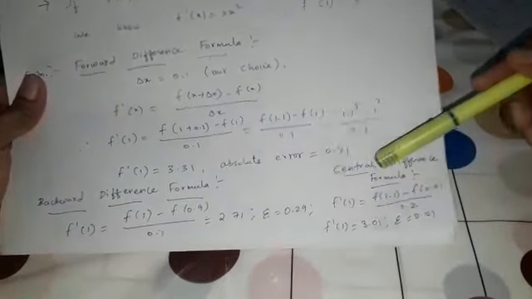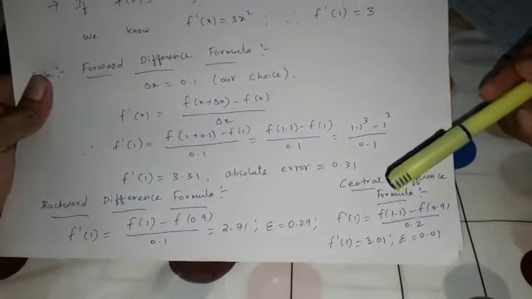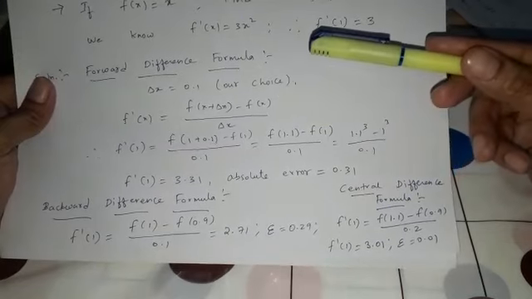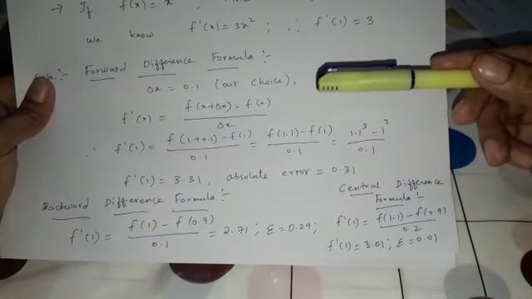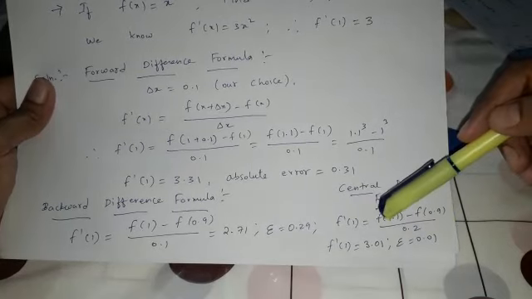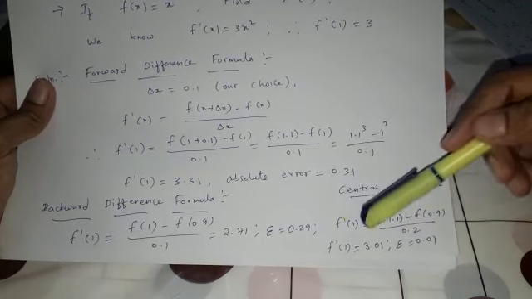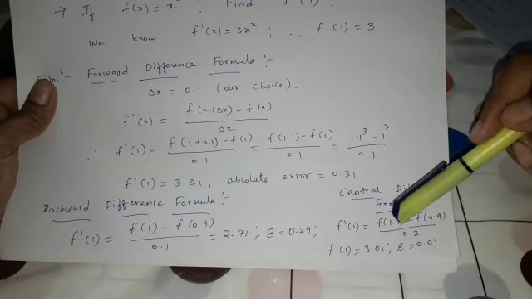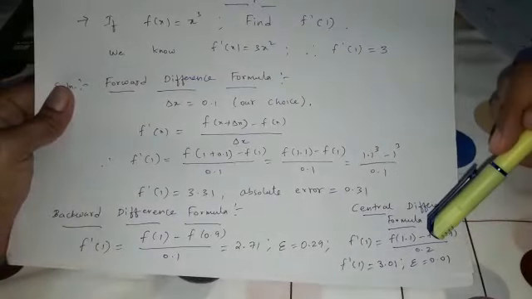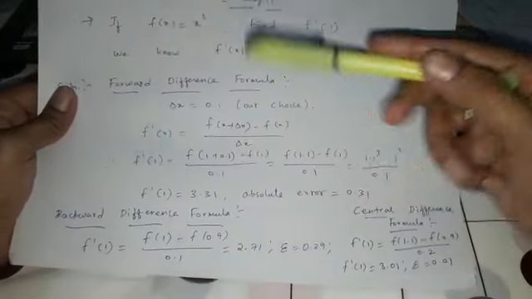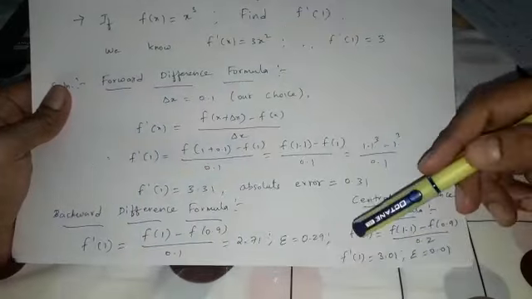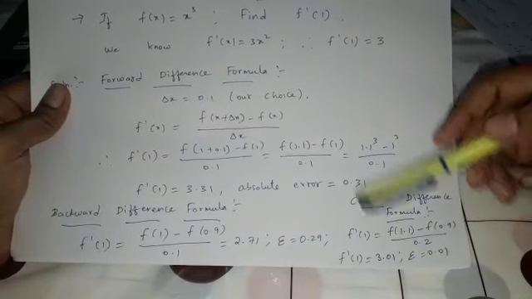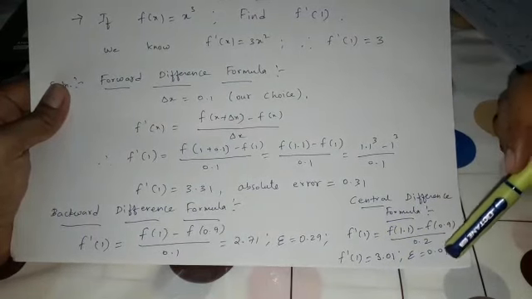And now we'll use the central difference formula. Okay, so using the central difference formula, f dash of x is given by f of x plus delta x minus f of x minus delta x over 2 delta x. So for f dash of 1, if you put the values of x and delta x, you will get f of 1.1 minus f of 0.9 over 0.2. F of 1.1 is 1.1 the whole cube minus f of 0.9, which is 0.9 the whole cube. If you plug in those values and calculate, you'll get f dash of 1 as 3.01. 3.01 is very close to 3, and the absolute error is 0.01.